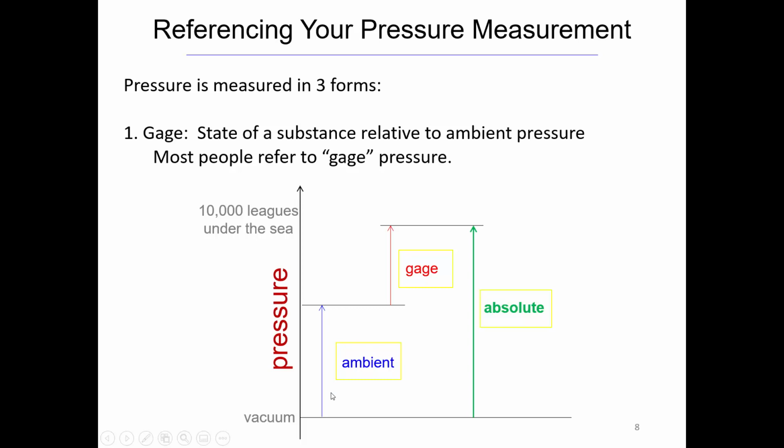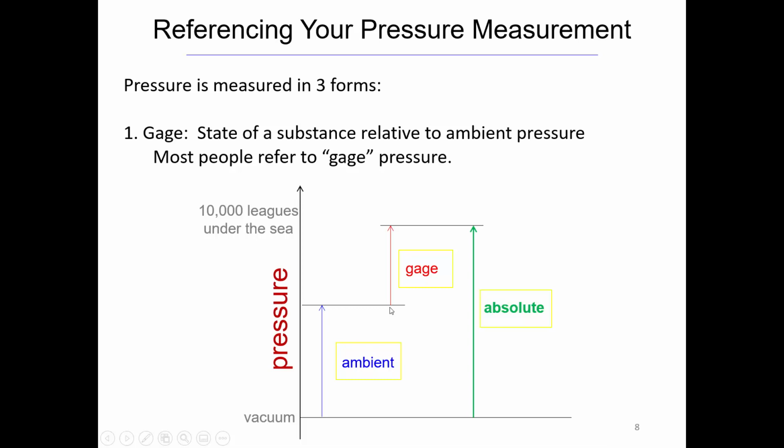So this figure down here, we have a perfect vacuum. Then our pressure increases. This scale is kind of arbitrary, but we're showing some real high pressure up here. So ambient, this isn't necessarily to scale, but ambient is just that. It's the ambient pressure. It's the atmospheric pressure, 1 atmosphere.